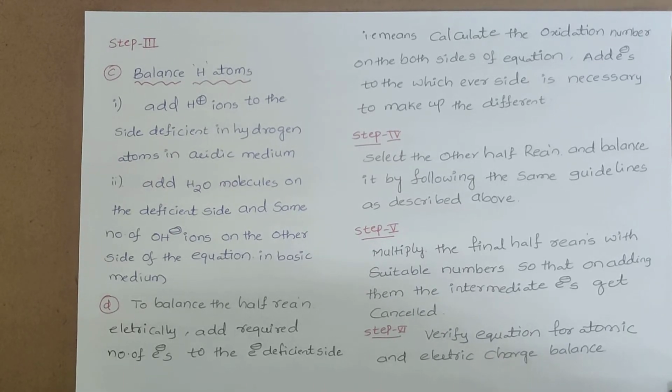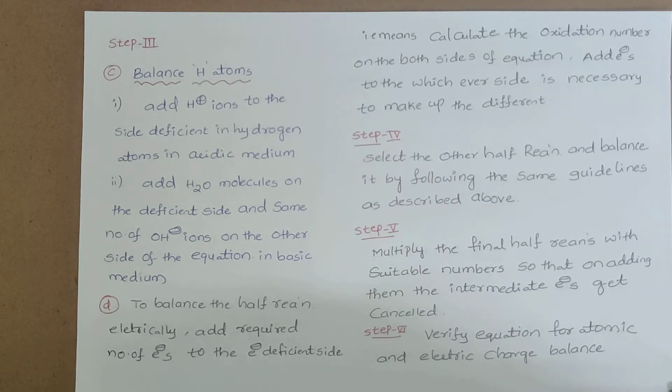Simply, first, by giving the equation, we write the oxidation number on each atom. In that, which atom undergoes oxidation and which atom undergoes reduction, that species we can easily identify with the knowledge of oxidation number and oxidation and reduction processes. After that, we can separate the two half equations. First, one half equation should be balanced. In that, first we balance the other atoms, then oxygen atoms, then hydrogen atoms. Finally, electrically we need to balance.